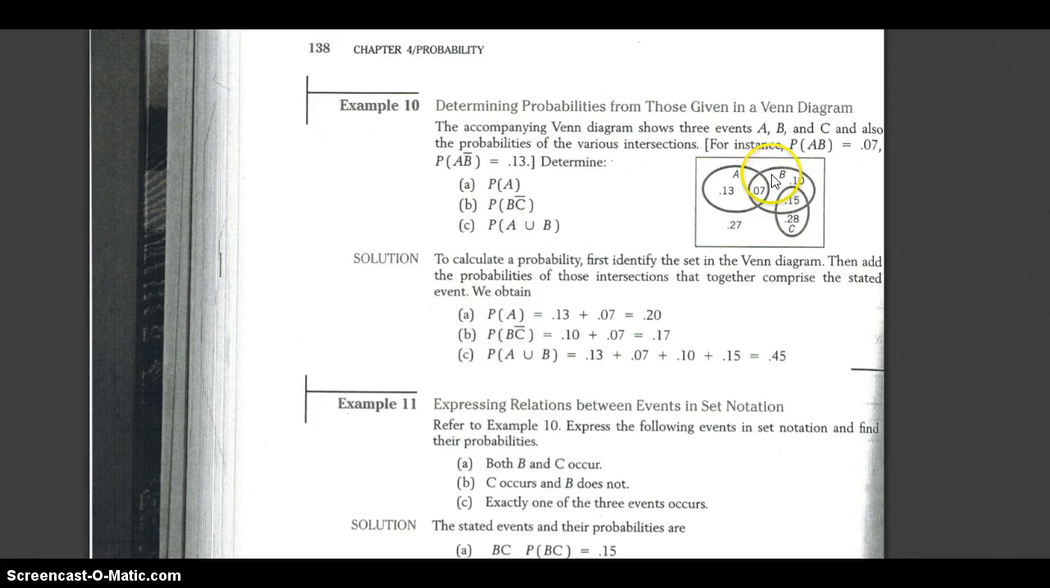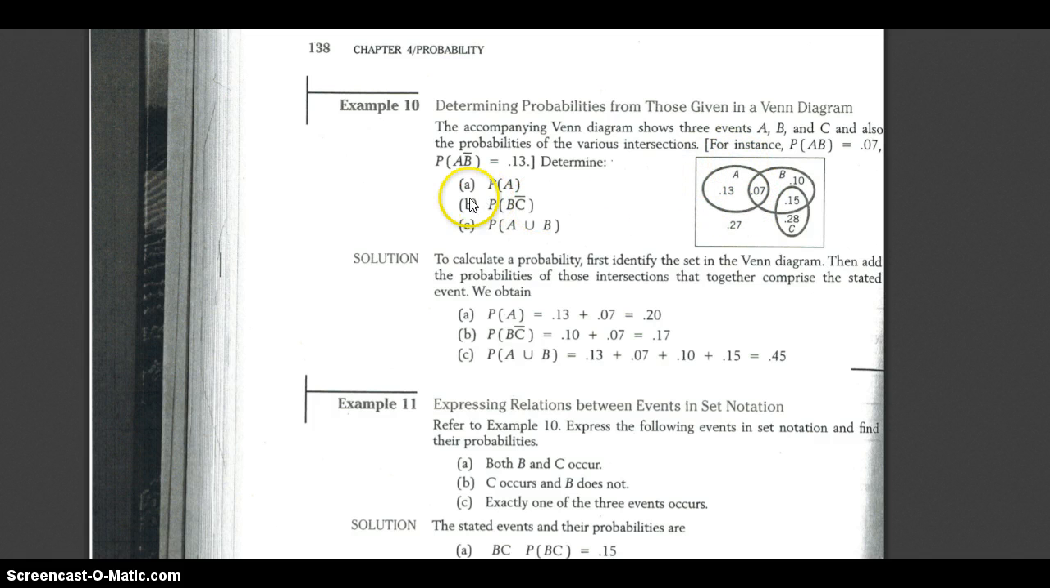Okay, so similarly for B, B is cut into three little sections. So this little part and this middle part and also this bottom part. So it has three numbers in there. And so first we understand what the picture means and what numbers represent. Just pay attention, this 0.13 does not represent the entire circle. It only represents the left part.